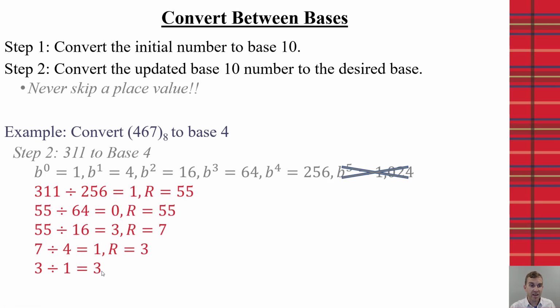And that tells me that when I started with 467 in base 8, that's 10,313 in base 4. That 0 was important. It holds the thousandths place in base 4. So do not skip any of your place values. It will be immensely important.